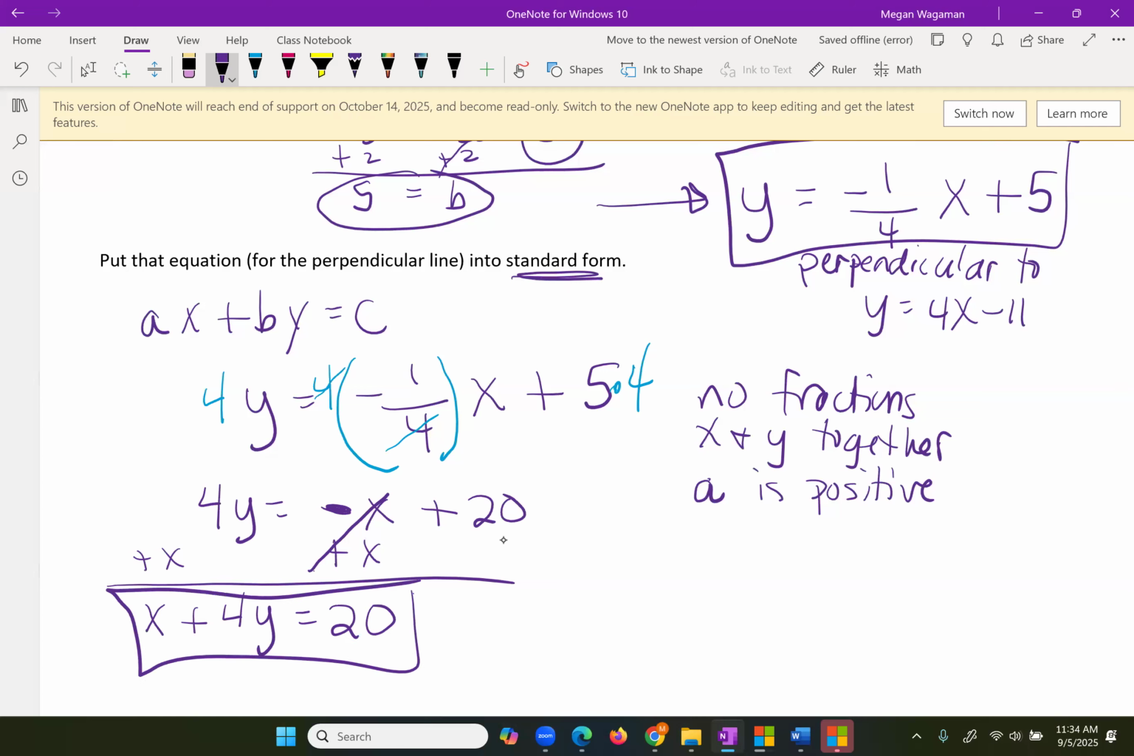That is my standard form. So my a is 1, b is 4, c is 20, all good. So that's taking that equation that was in slope-intercept form and putting it into standard form.